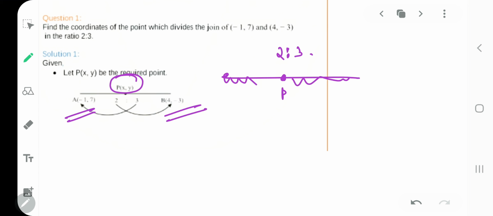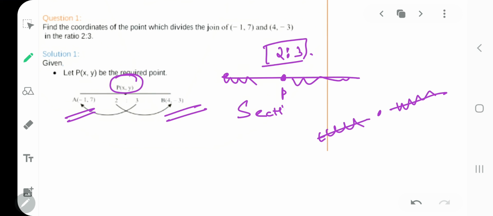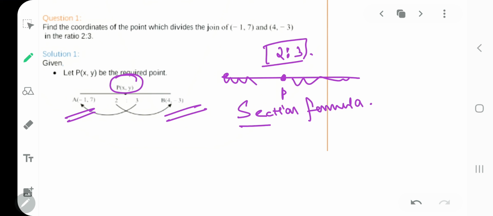That, my dear kids, is called section formation. When a point divides the line in two equal halves, that is the midpoint. But here they have given that it divides the line in some ratio. So we will learn about the section formula. Yes, my dear kids, let's see what the section formula gives us. If a point divides a line in some ratio, then we will go for the section formula.